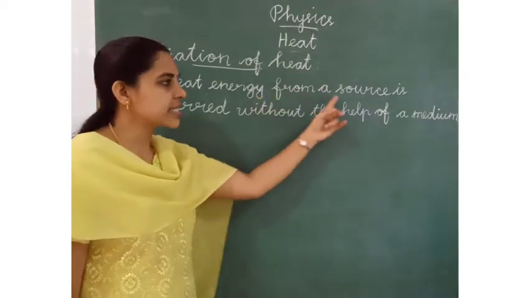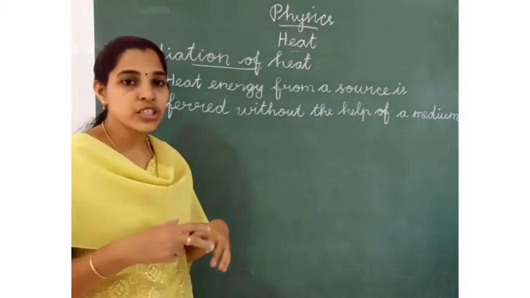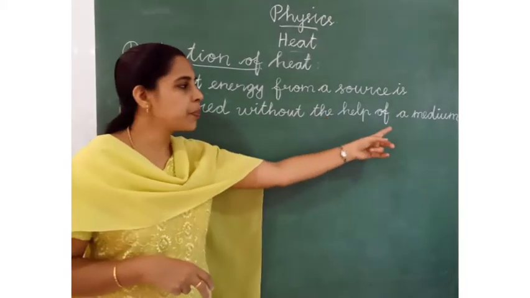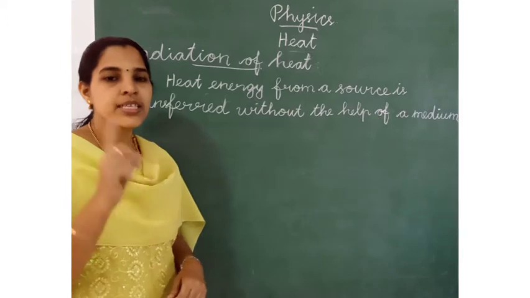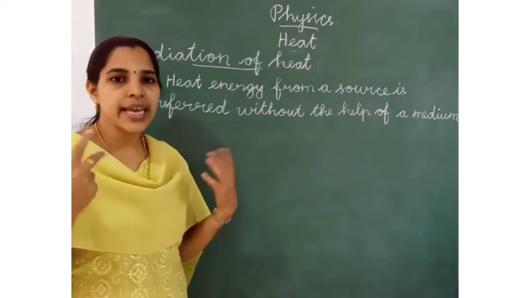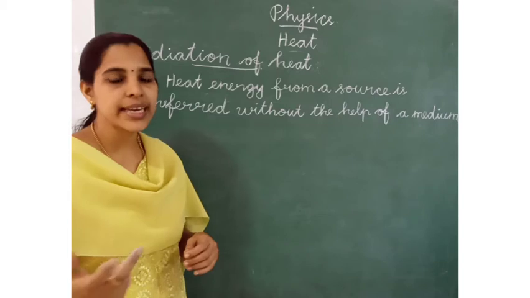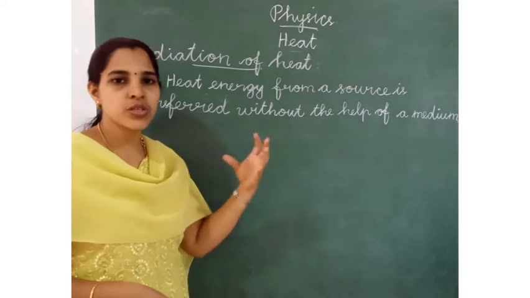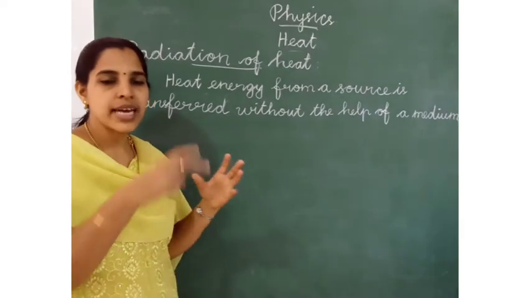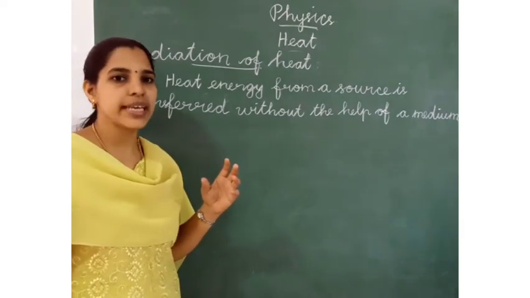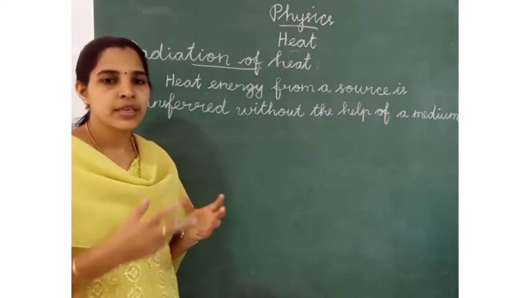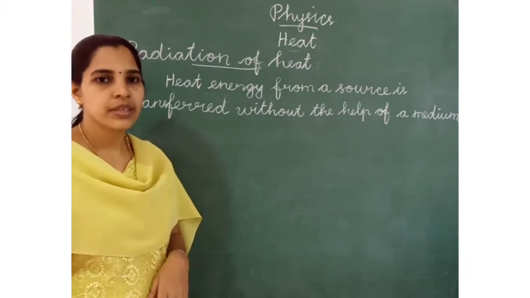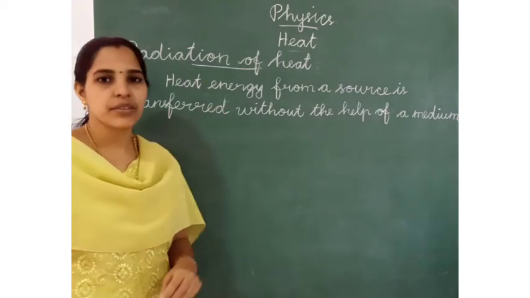So, heat energy from a source is transferred without the help of a medium. It has only one source. Without any medium, the heat energy is transferred from the source. For example, the sun. The sun transfers energy to the earth without any medium. The sun directly sends radiation to the earth. It is an example of radiation.